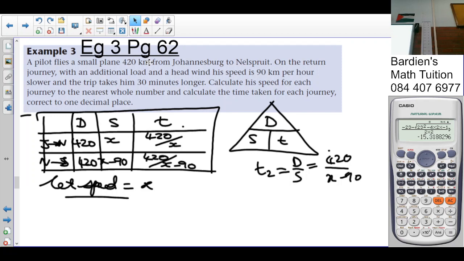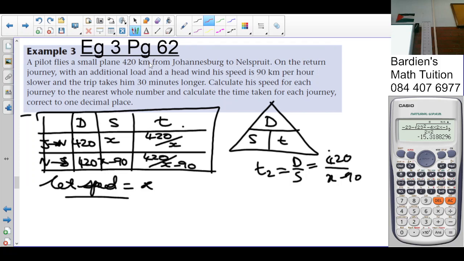Okay. So, you all okay with that? Yes. Right, so we carry on the reading. Remember that your speed is normally kilometers per hour. So if you are given it in minutes, you must convert it to hours.